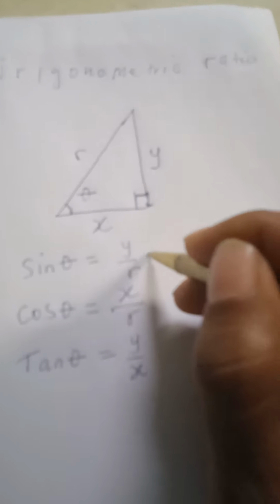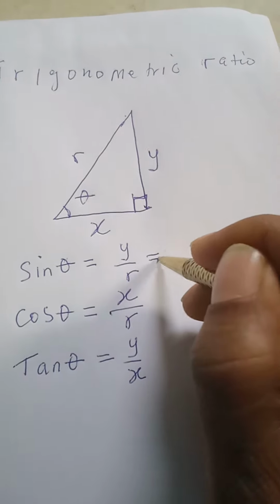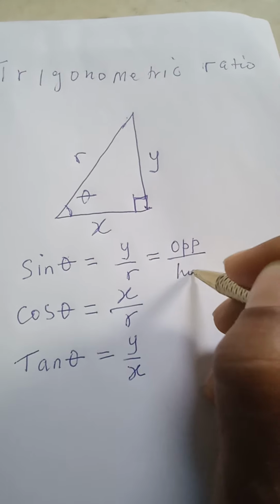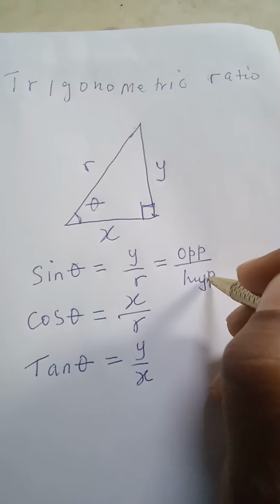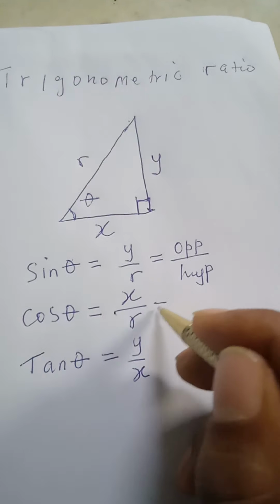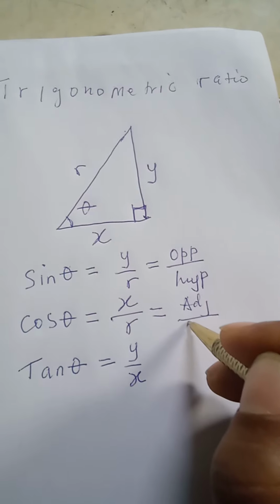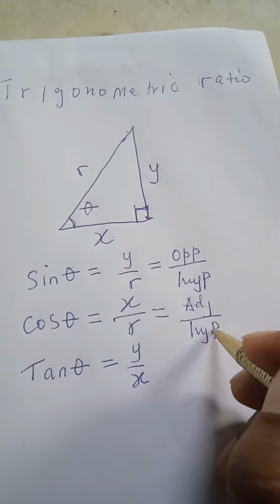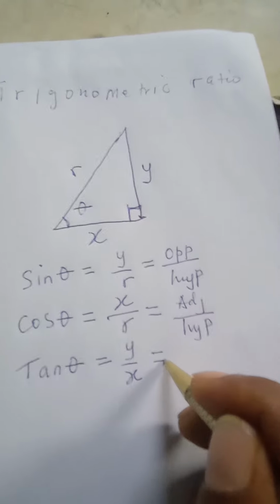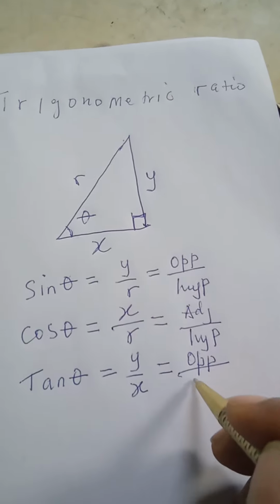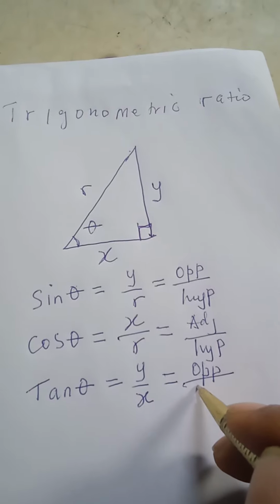This is opposite over hypotenuse. This one is adjacent over hypotenuse. Tan theta is opposite over adjacent.